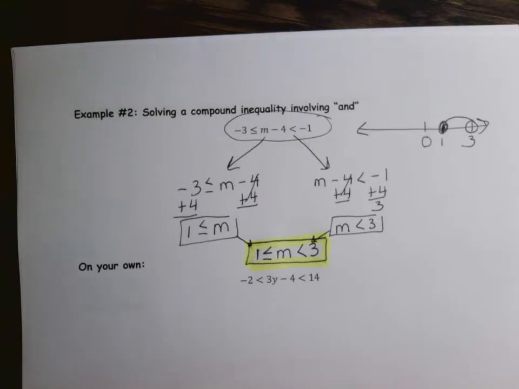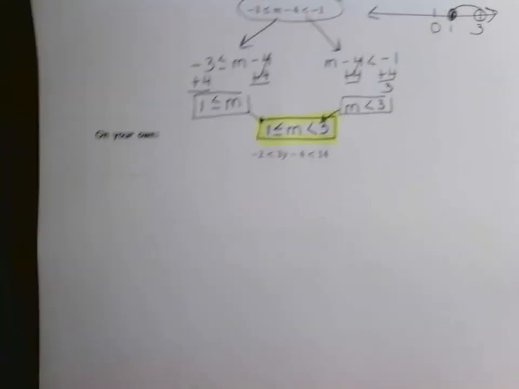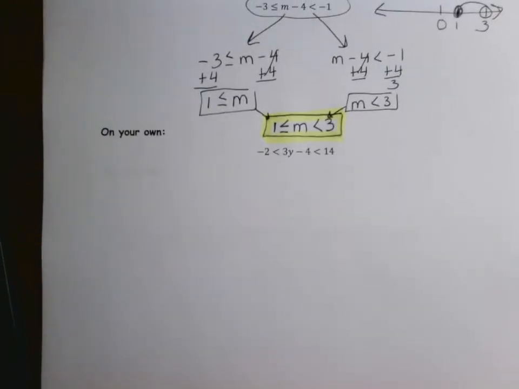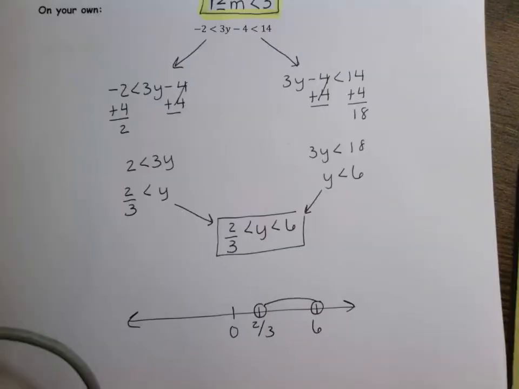Okay, so following those steps, now what I want you to do is pause the video and solve this on your own. Okay, here's the answer. Y is greater than 2/3 and y is less than 6. I broke it up and solved one side, and then I solved the other side, and then I put the compound inequality back together and I graphed it.